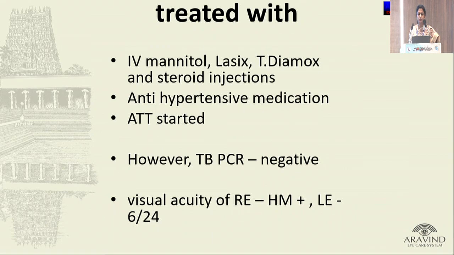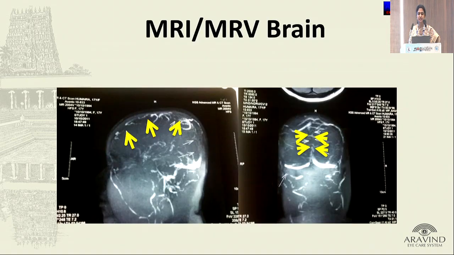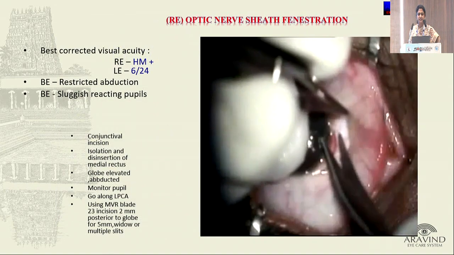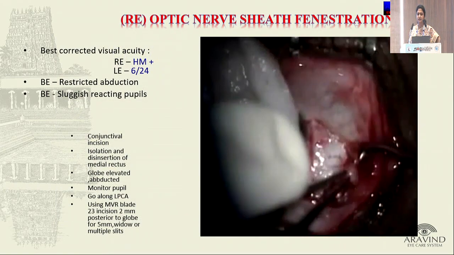With this in mind, the treatment by the neurophysician, that is a neurologist, was IV mannitol, Lasix, Diamox, and steroid injections, antihypertensive medications, and ATT was empirically started. However, the TB PCR seemed to be negative. A visual acuity of right eye hand movements and left eye 6/24 was obtained. Then a repeat MRI was done, which showed a dural venous sinus thrombosis. Now for this, we went ahead and did an optic nerve sheath fenestration.